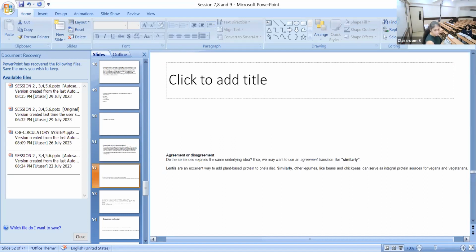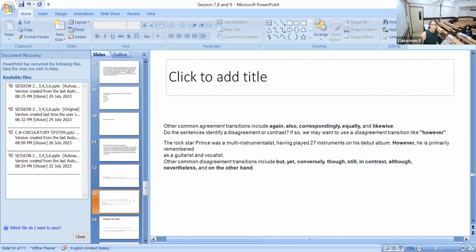Okay, so that's one of the transitions we are using, similarly. You can also see over here common agreement transitions: again, also, correspondingly, equally, and likewise. In case you are seeing a disagreement or contrast, then you use a transition word like however.